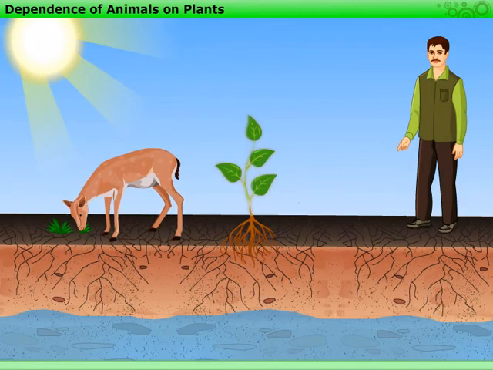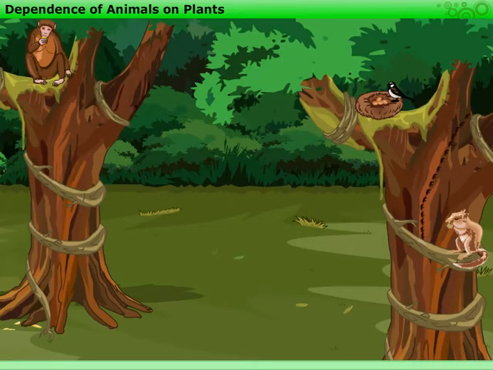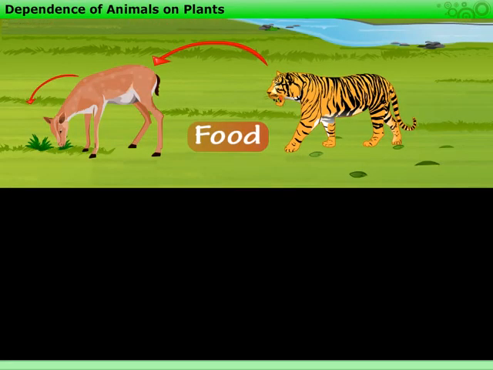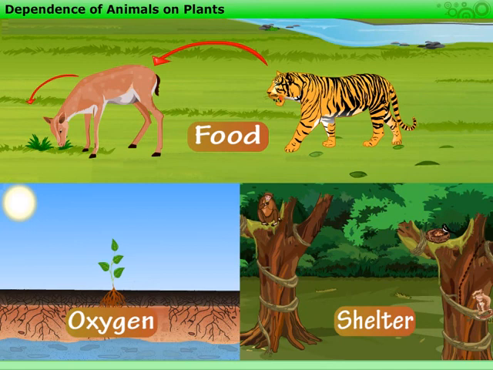In addition to food, animals depend on plants for oxygen. Plants release oxygen during photosynthesis, which animals take in while breathing. Also, many animals, birds and insects get shelter from trees. Thus, animals depend on plants for food, oxygen, shelter, etc.